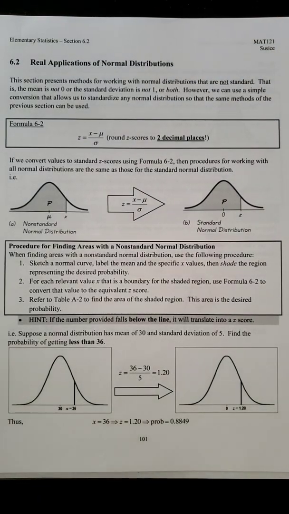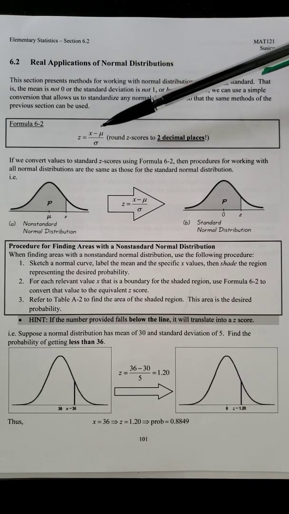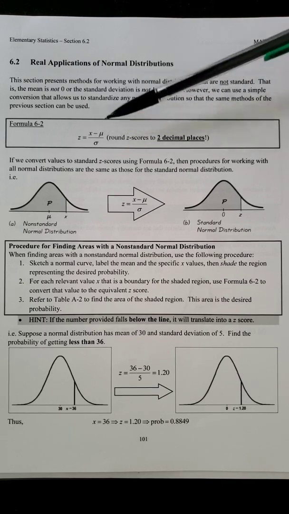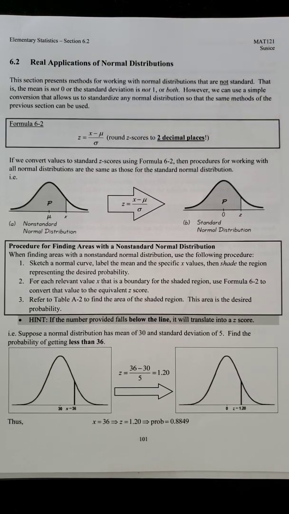So essentially, we're going to be adding a step in the process between looking at a z-score and looking at the table, or vice versa. And we've already seen the formula. It's the z-score formula. That allows us to standardize the process so that we can use the tables, because the tables only work if it's standard.